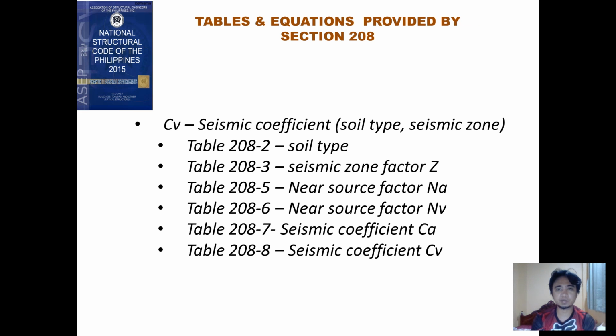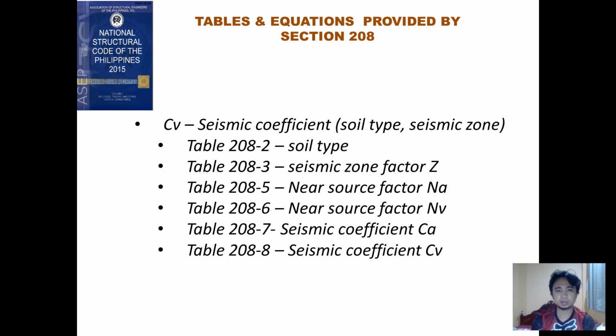As for the tables and equations provided by section 208, for the seismic coefficient according to soil type and seismic zone, there are a lot of tables pertaining to that Cv. First, we have 208-2, which refers to the table for the soil type, whether the soil type is stiff or soft soil, etc. Table 208-3 is the seismic zone factor. In the Philippines, we have the so-called zone map referring to the seismic zone factor, contained in NSCP table 2, section 208. In particular, we have the table for the seismic zone factor.